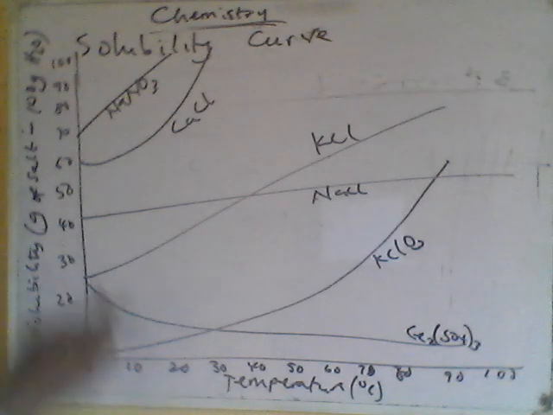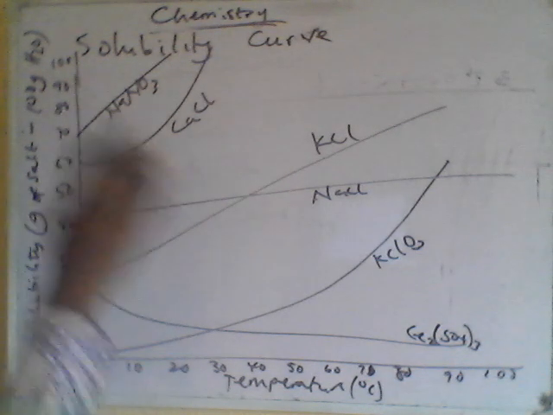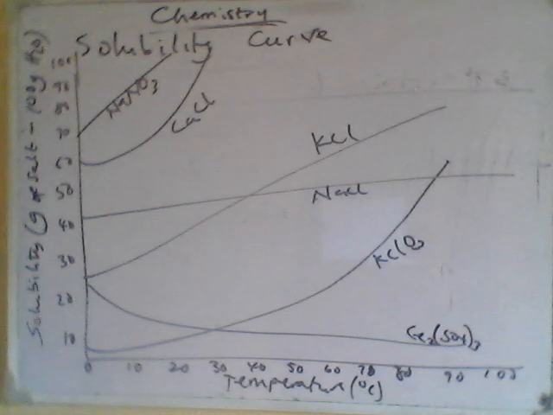Understand? So a point on the curve represents saturated solutions. Points above the curve represent supersaturated solutions.